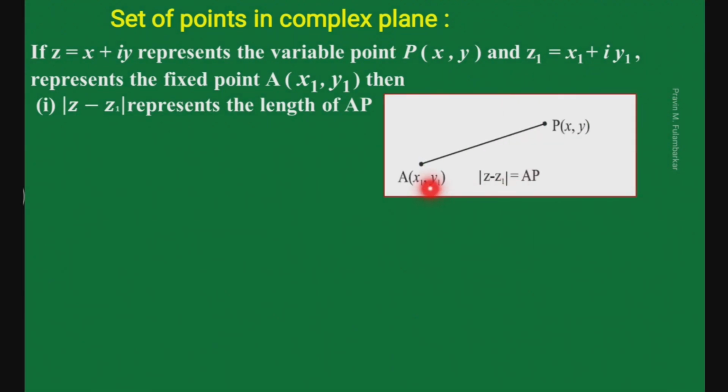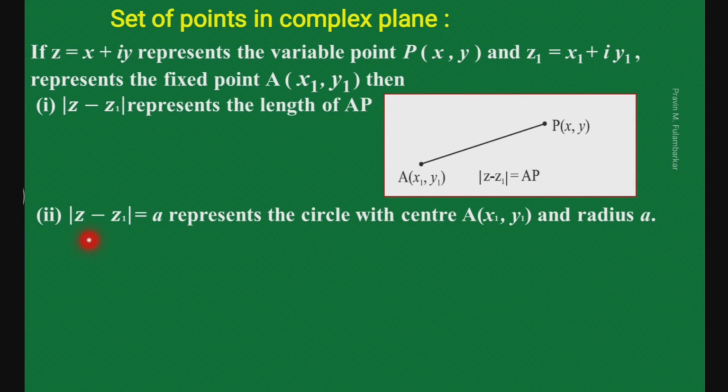So here we consider A has coordinates (x1, y1). Here A is fixed and the variable point P has coordinates (x, y). So we calculate here the modulus of z minus z1. Why do we use modulus? Because we find z1 minus z, which equals AP.